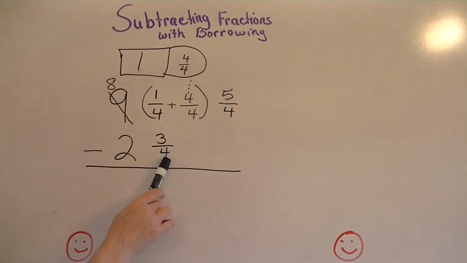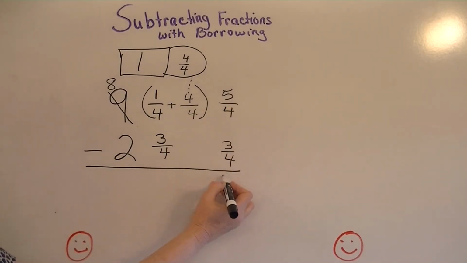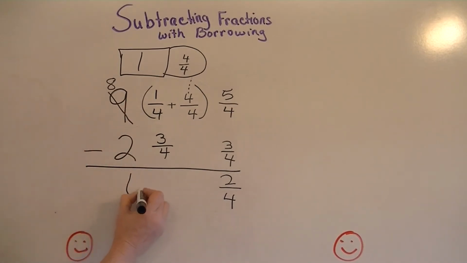And now we're going to be able to subtract. I actually like to slide this fraction, just keep it the same and slide it straight over. So 5 minus 3 is 2. And I'm going to keep my same denominator, and 8 minus 2 is 6.